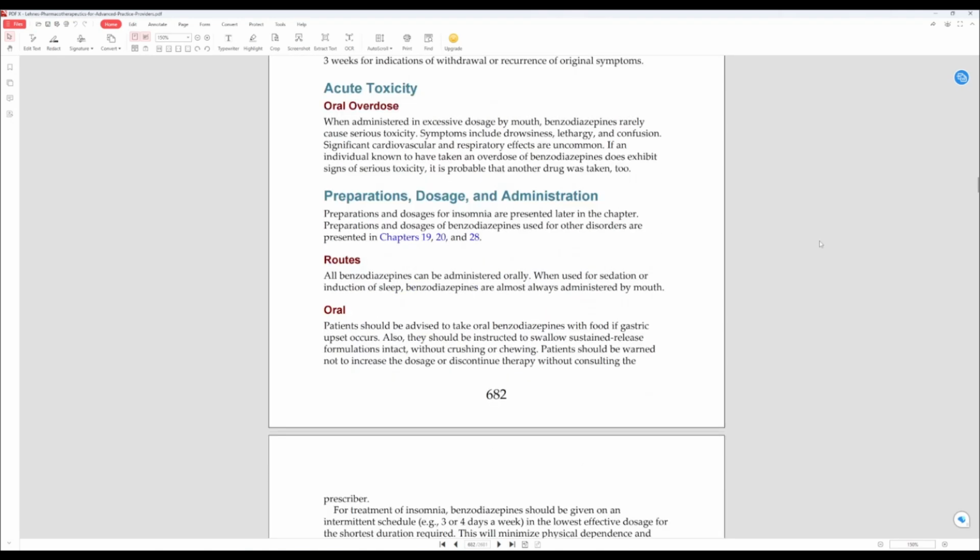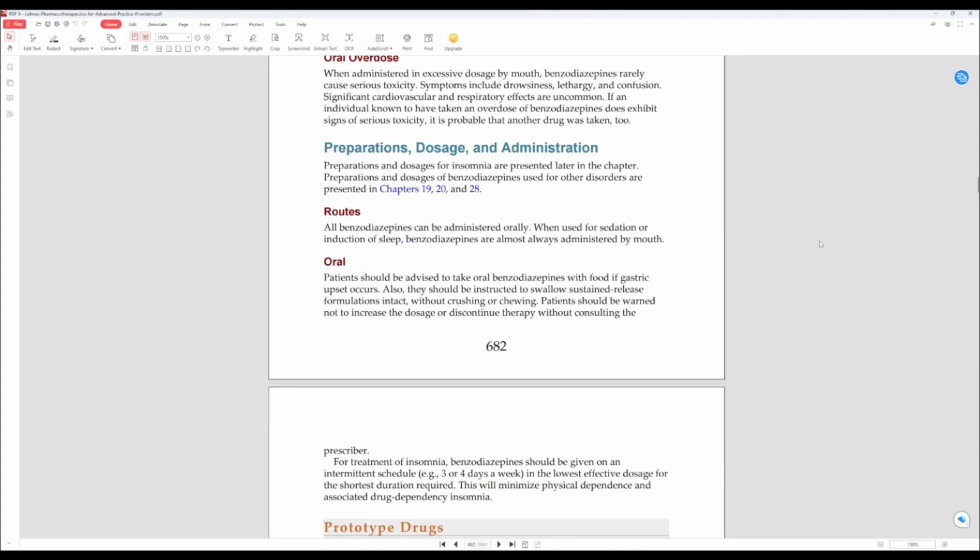Acute toxicity. On an oral overdose. When administered in excessive dosage by mouth, benzodiazepines rarely cause serious toxicity. Symptoms would, however, include drowsiness, lethargy, and confusion. Significant cardiovascular and respiratory effects are uncommon. If an individual known to have taken an overdose of benzodiazepines does exhibit signs of serious toxicity, it is probable that another drug was taken as well.